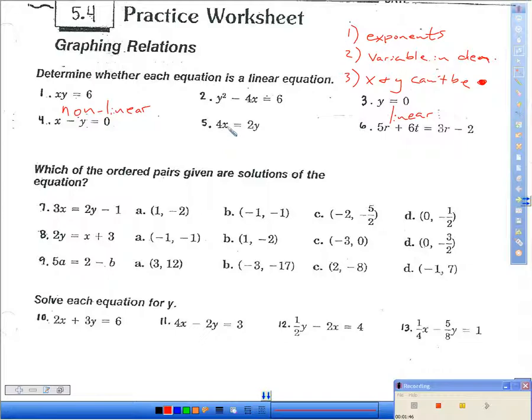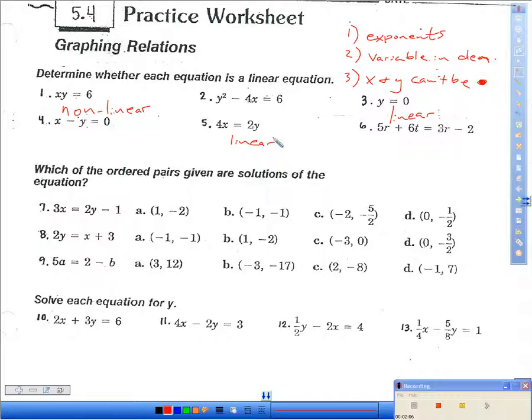Number 5, it says 4x equals 2y. Well, are there any exponents other than 1? No. Are there any variables in the denominator? No. Are x and y multiplied? No. So number 5 is also going to be linear.